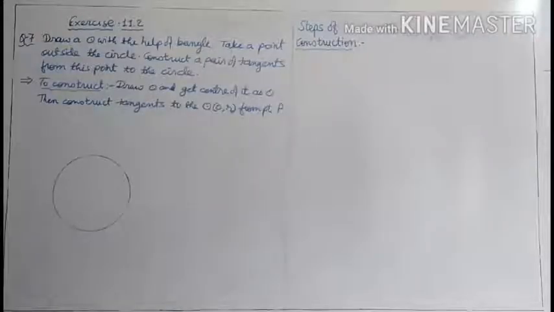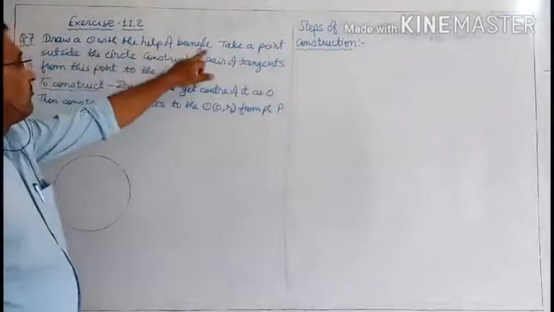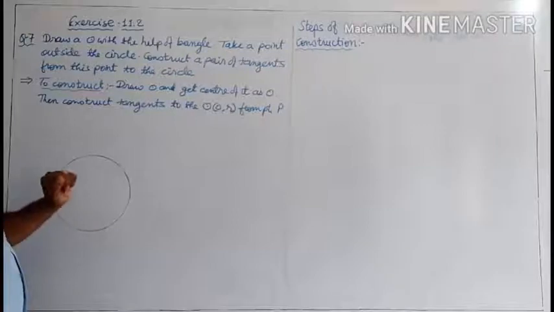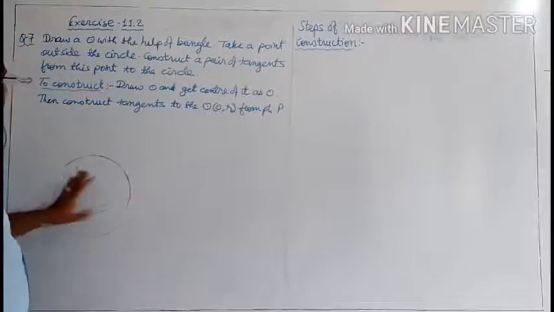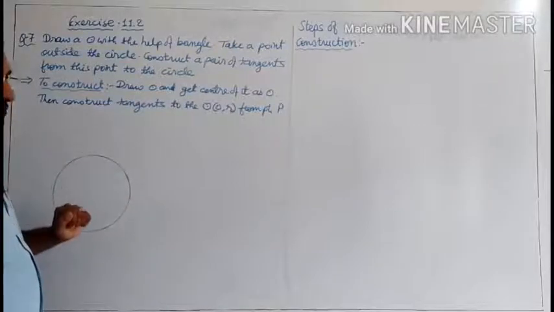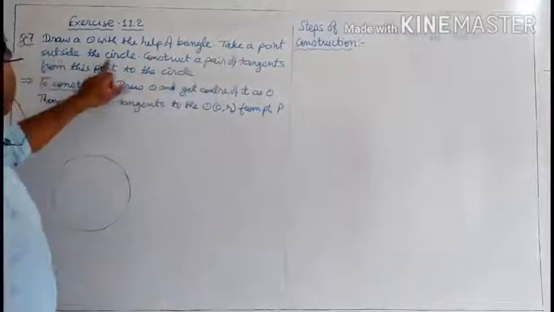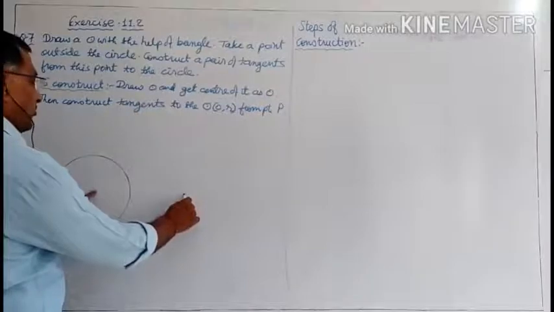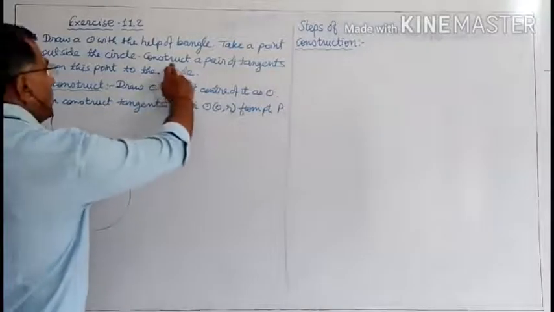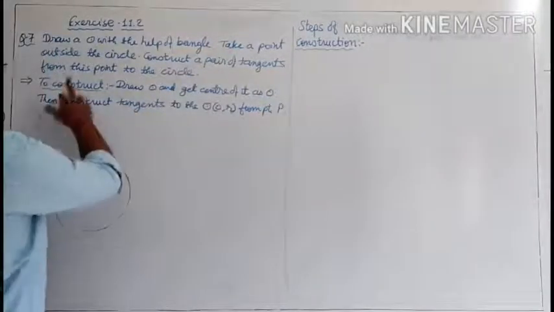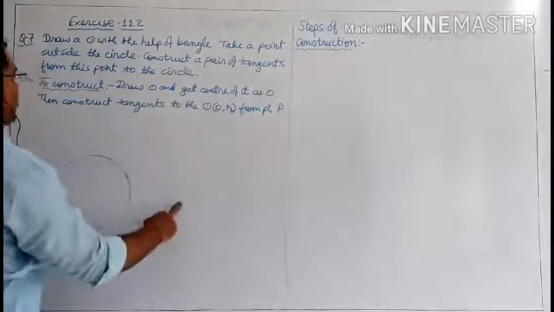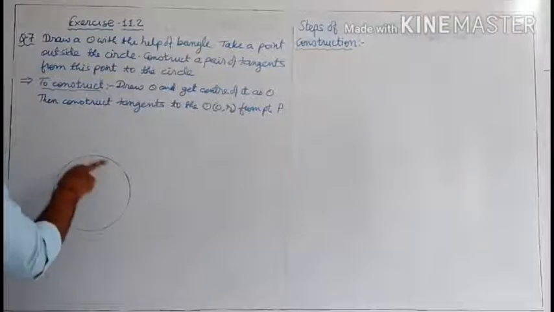Now in question 7, draw a circle with the help of a bangle. So here a circle with the help of a bangle is drawn. We don't know the center. So take a point outside the circle, and then we have to construct tangents from this point outside the circle to this circle.